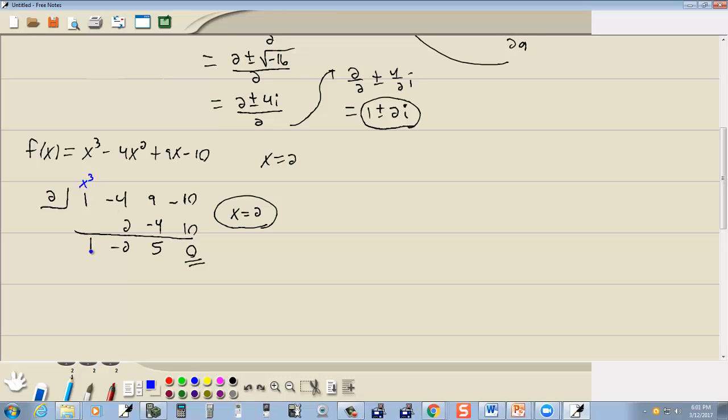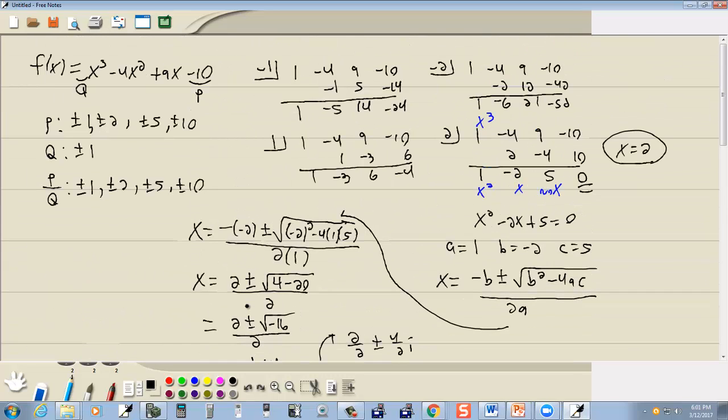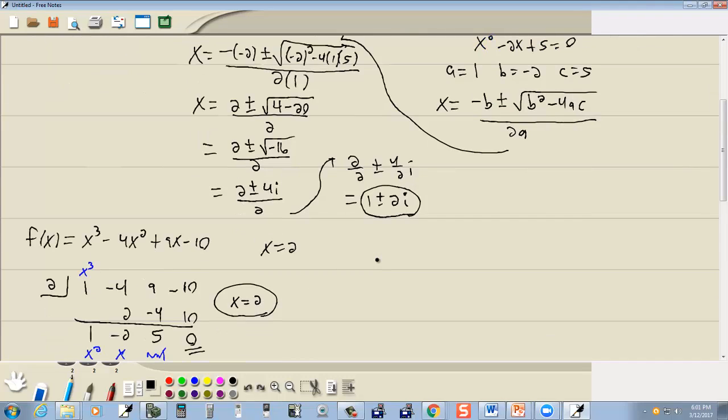Now this was x to the third. This will be 1 degree lower, so this will be x squared, this will be x, and this will be no x. So we're left with x squared minus 2x plus 5, and I set it equal to 0. Well, why do you set it equal to 0? Well, when we're finding zeros, we're constantly setting items equal to 0. Now notice at this point, x squared minus 2x plus 5 equal to 0, it's the same thing we came up with here by hand.